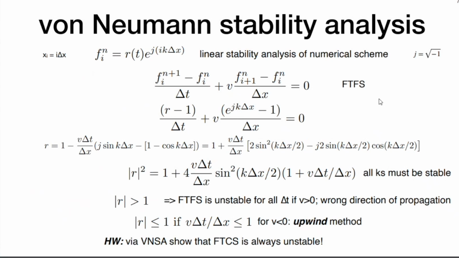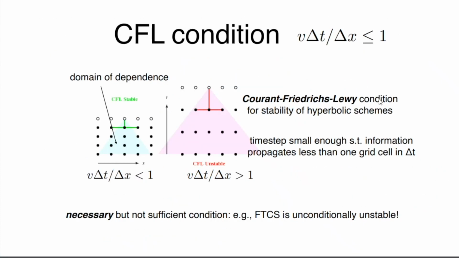So this is homework. Via von Neumann stability analysis, show that FTCS is always unstable, whatever the delta t. What we were doing here was FTFS, forward time, forward space. You can show that FTCS is always unstable, and that's also possible because it propagates information from both sides, and one of them is definitely unphysical, irrespective of the direction.